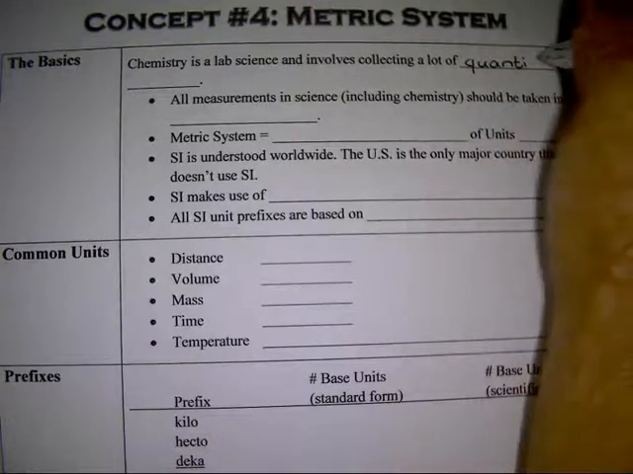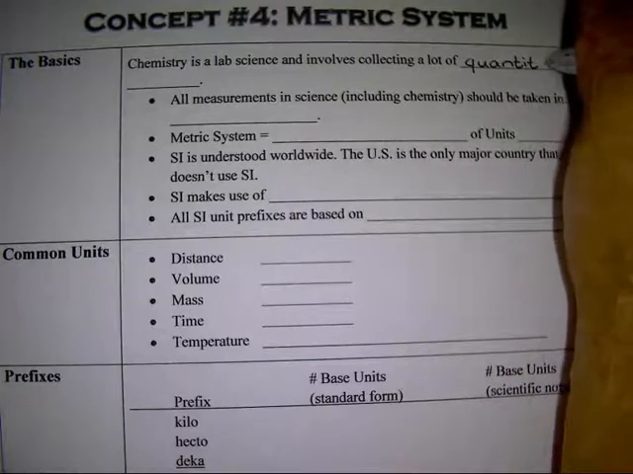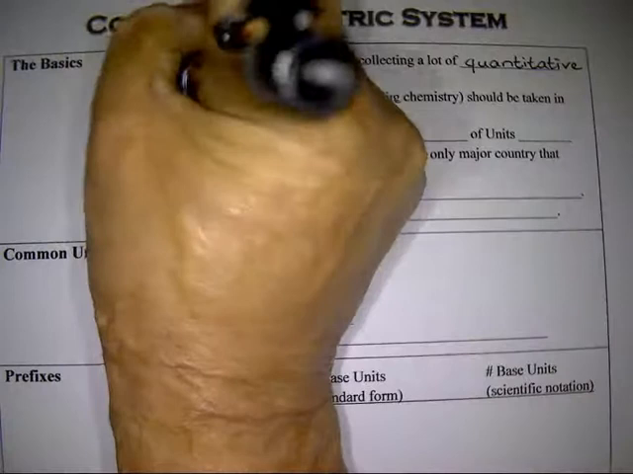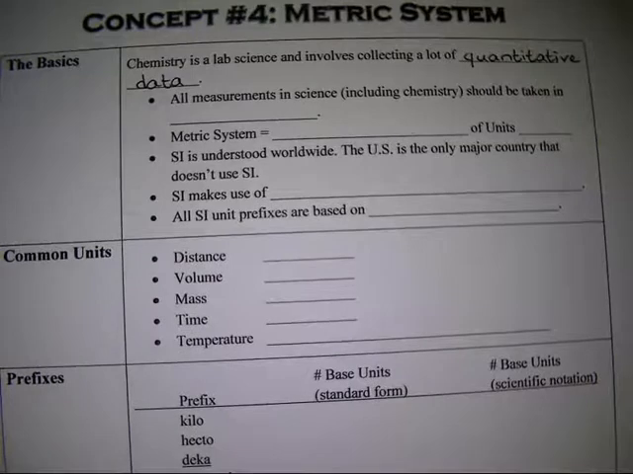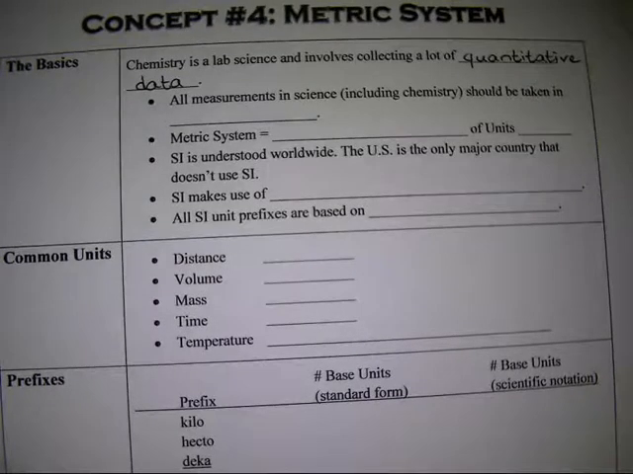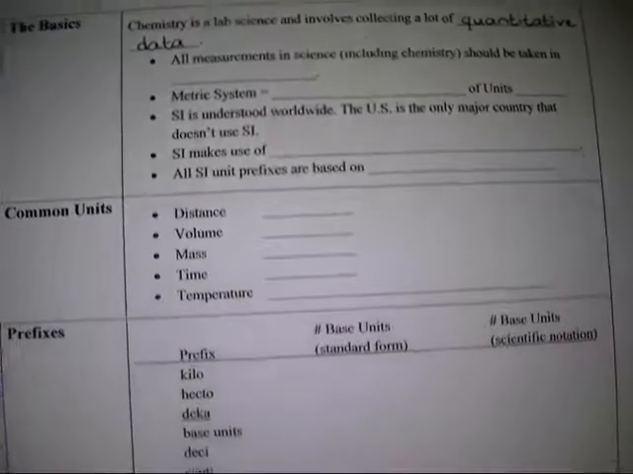Now, this is as opposed to qualitative data, okay? Quantitative data would be any kind of data that involves math, okay, numbers. Qualitative data, on the other hand, is description, describing what happens, what does the reaction look like, what does the chemical look like before and after, okay? So make sure that you understand the difference between quantitative data and qualitative data, okay? All measurements in science, including chemistry, need to be taken in metric units.